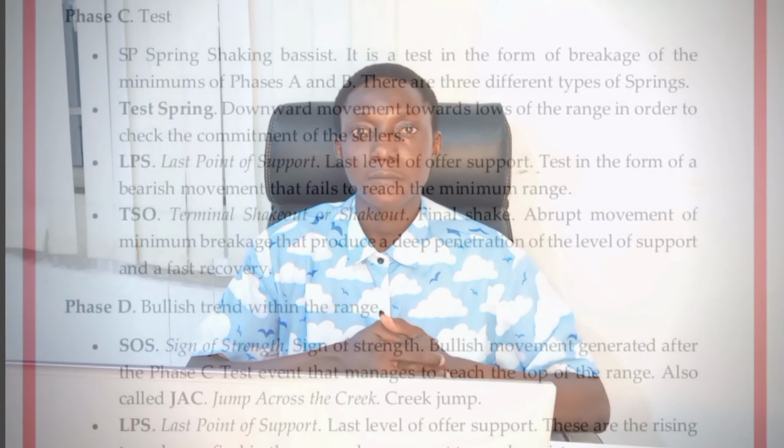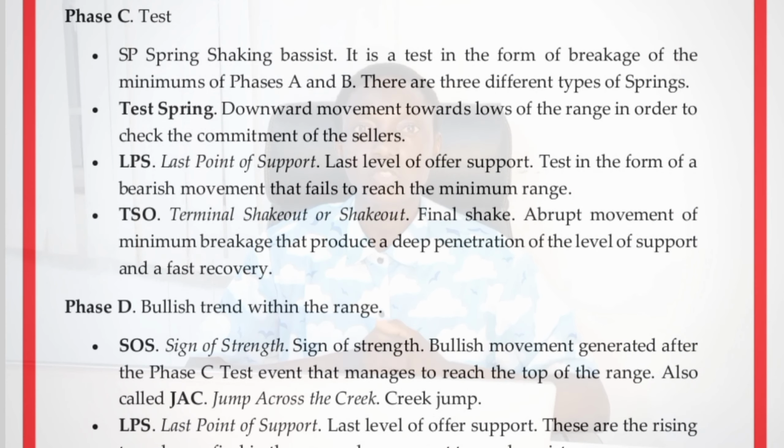Now, phase C. Phase C is for the test, which could be TSO or LPS. TSO simply means terminal shakeout, while LPS means last point of support. This test is to check the commitment of the sellers, the bears, the people in charge of selling. It is the check that the big guys, the banks and the whales, the market makers, actually do, just to confirm if there is any hindrance to the original agenda they have in mind.